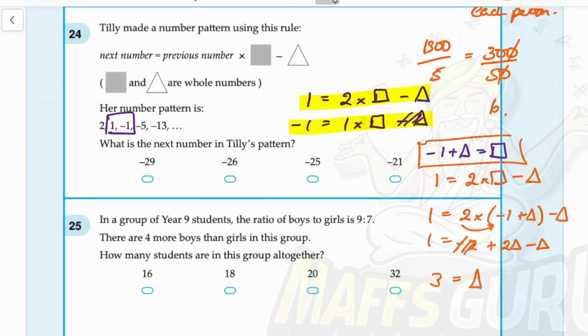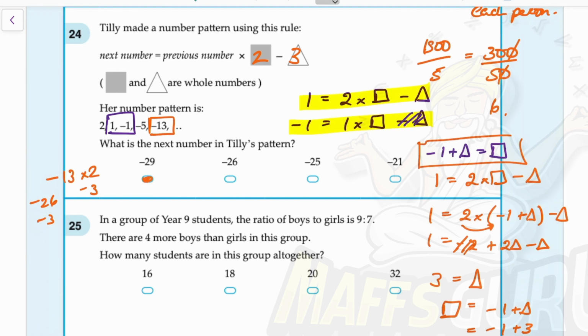Right? And in which case, because a square is equal to -1 plus a triangle, -1 plus 3, a square is going to give me 2. So that means we're going to times by 2, and we're going to subtract 3 to get to the next number. So let's look at this. So -13. So we're going to do -13 times 2 minus 3, which is -26. Minus 3 is -29.